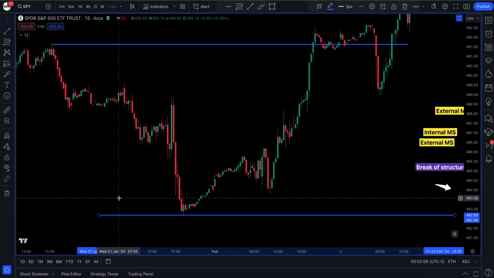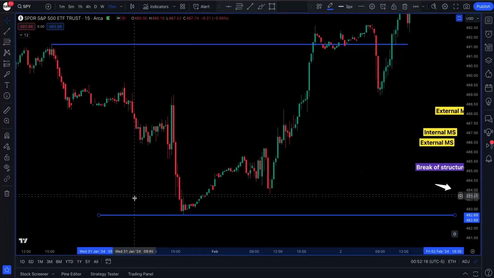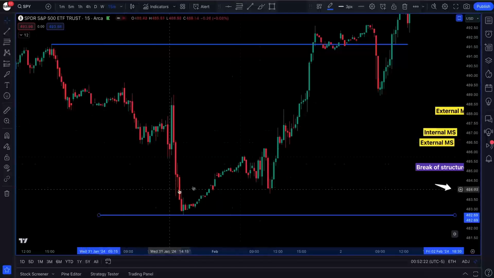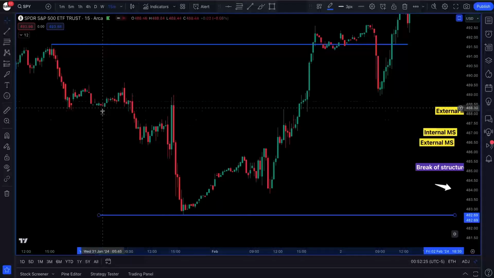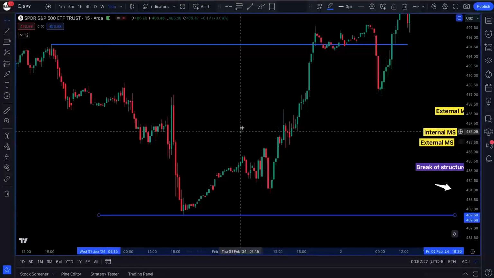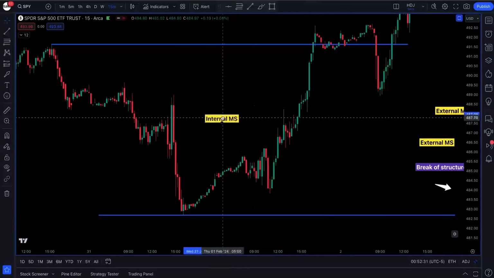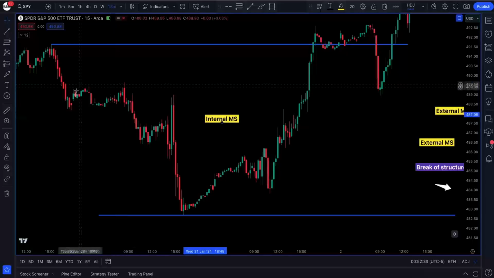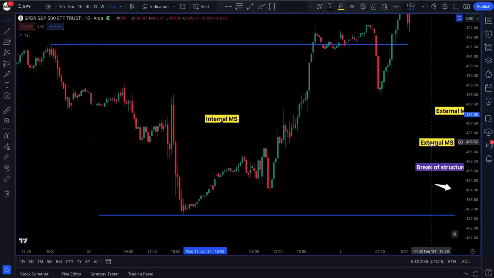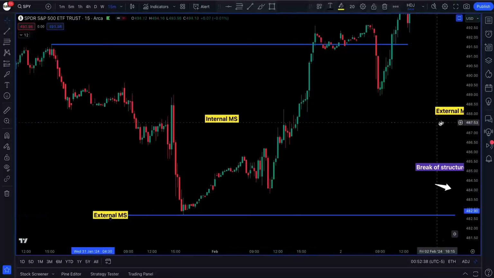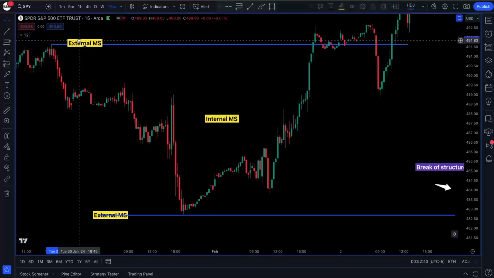we have what is called external market structure and internal market structure. These two lines represent our external market structure, our high and our low. Everything inside of this trading range is our internal market structure. So, internal market structure, everything inside, and then external market structure, represented by these two lines.